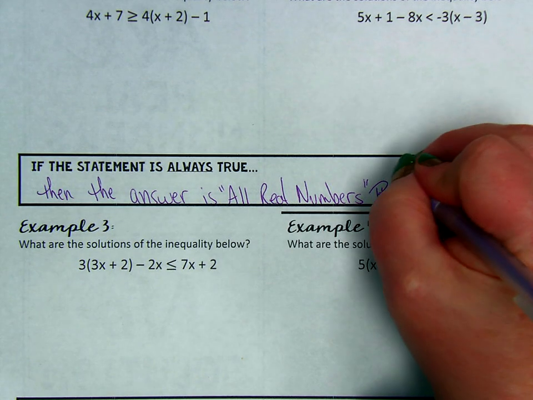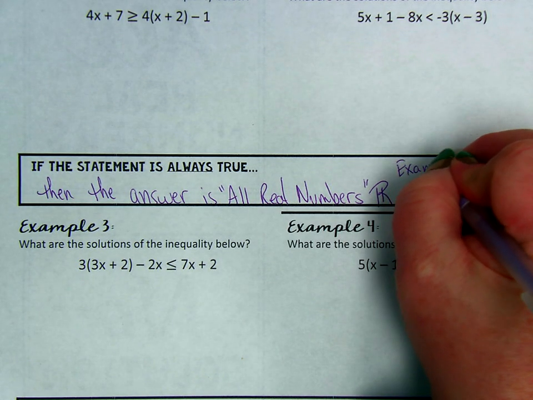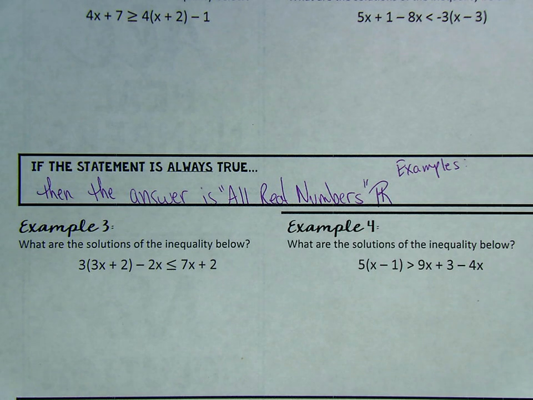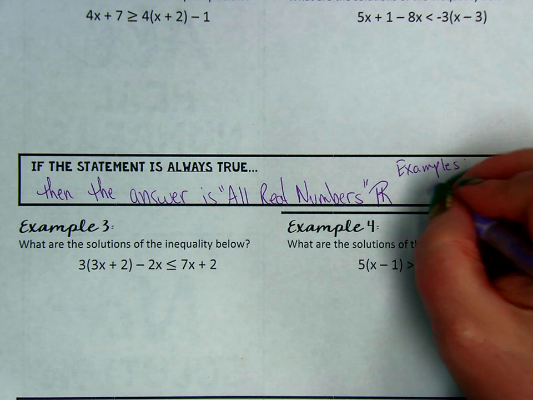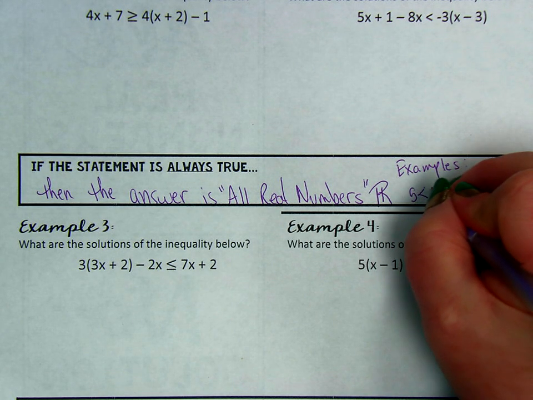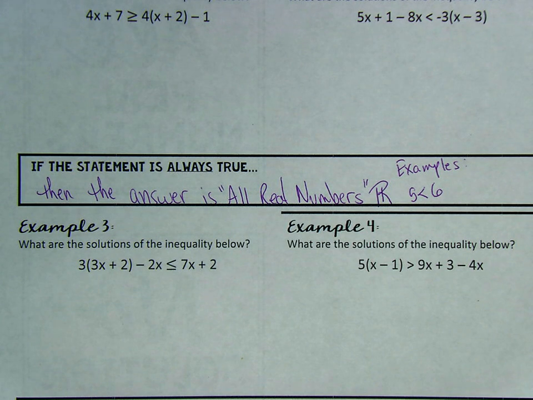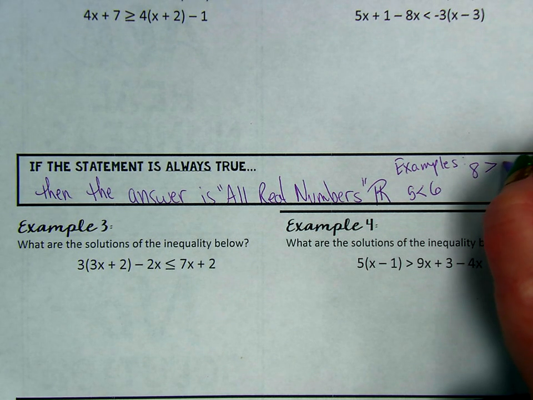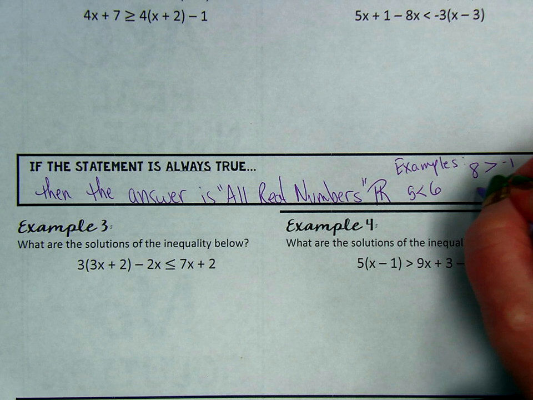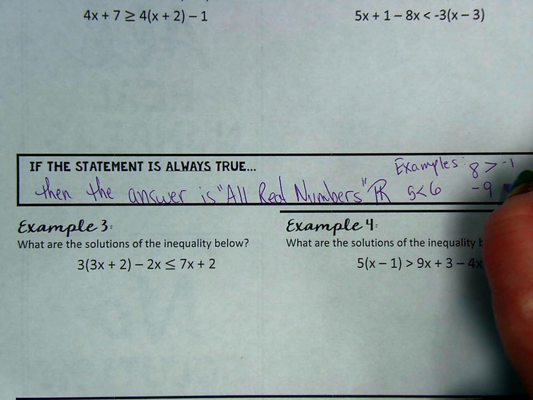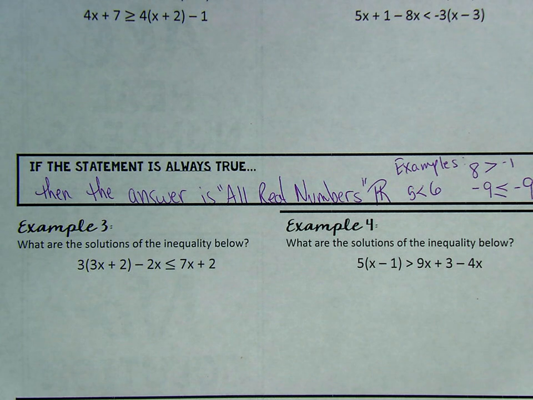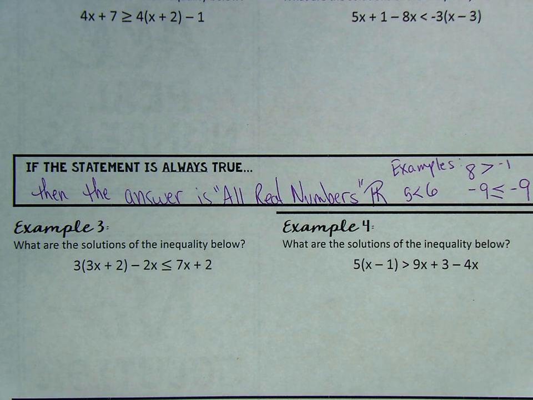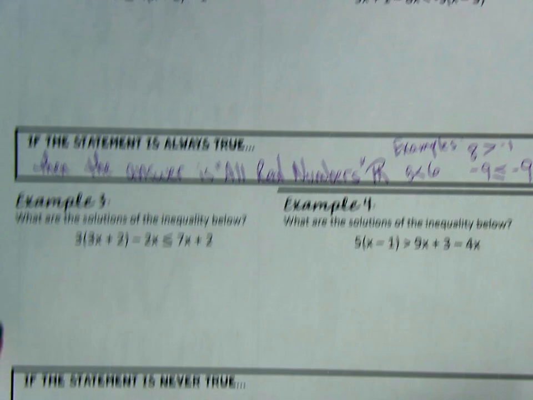Some examples of this would be as follows. If the variable cancels out and you're left with 5 is less than 6, or 8 is greater than -1, or -9 is less than or equal to -9. Those would be examples of always true, and that would be all real numbers.